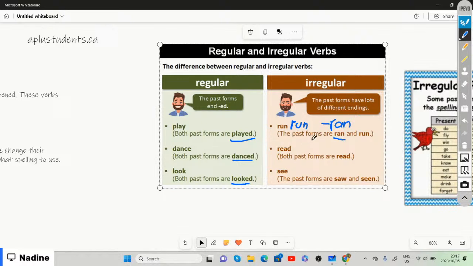The present tense is read, and read stays the same. So read can be in the present and read can be in the past.